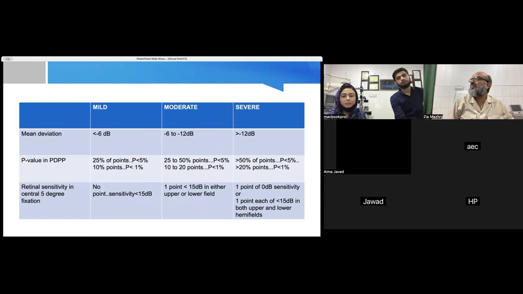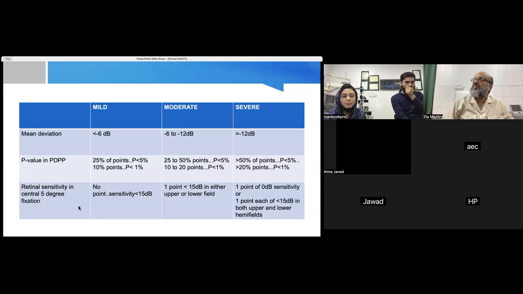If the p-value is less than 5% in 25 to 50% of the points and less than 1% in 10 to 20% of the points, it is moderate. If the p-value is less than 5% in greater than 50% of the points and less than 1% in greater than 20% of the points, it is severe glaucomatous defect.